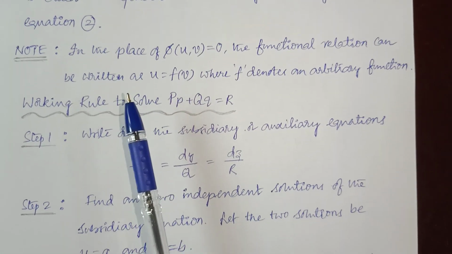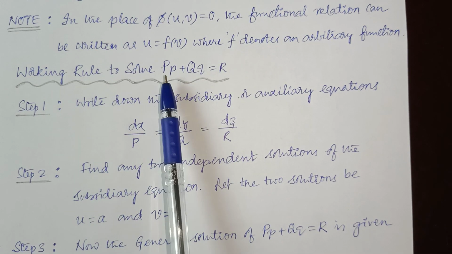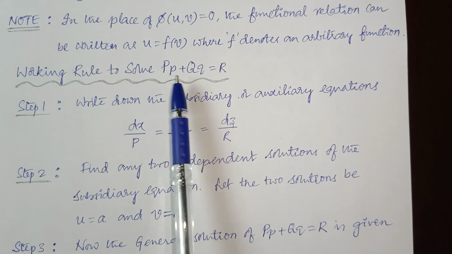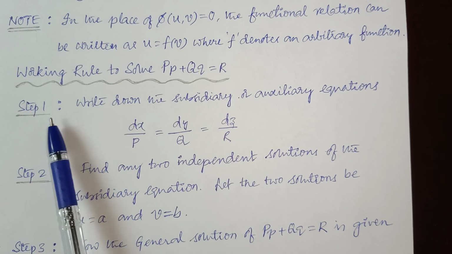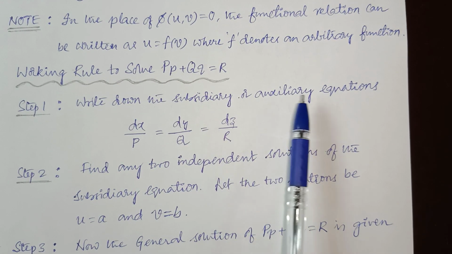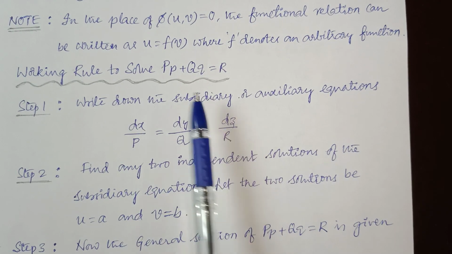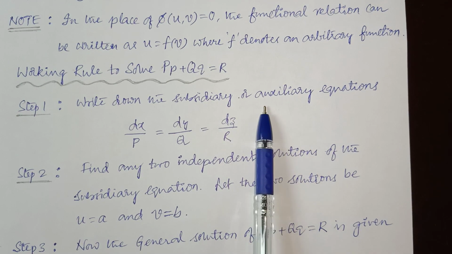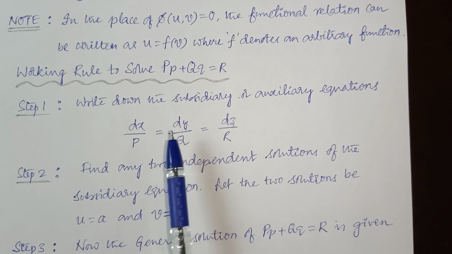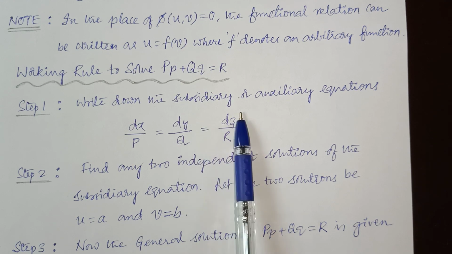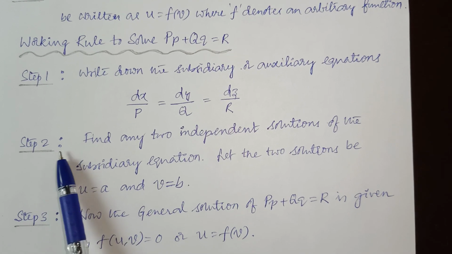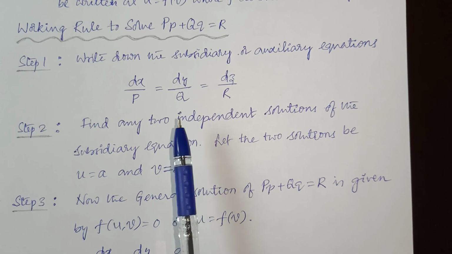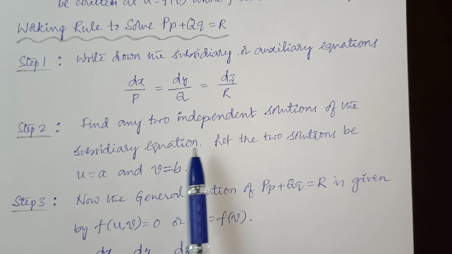Now let us discuss the working rule to solve the Lagrange's linear equation. Step 1: write down the subsidiary or auxiliary equations in this form, using capital P, capital Q and capital R: dx by capital P is equal to dy by capital Q is equal to dz by capital R. Step 2: find any two independent solutions of the subsidiary equations.